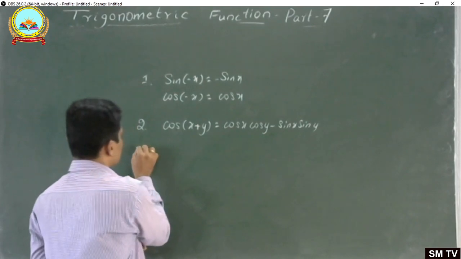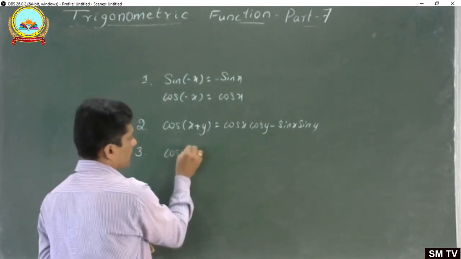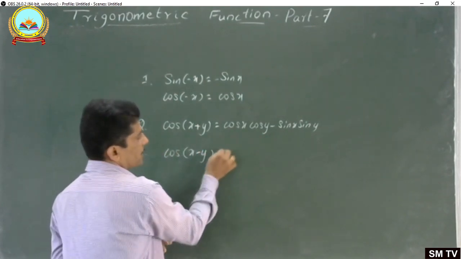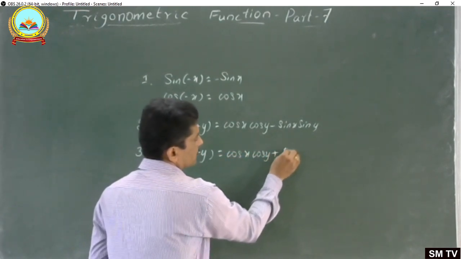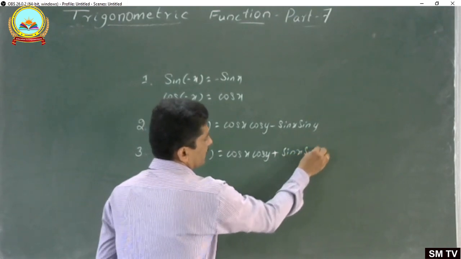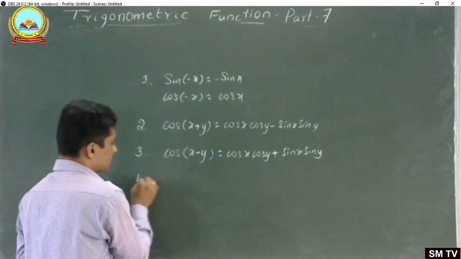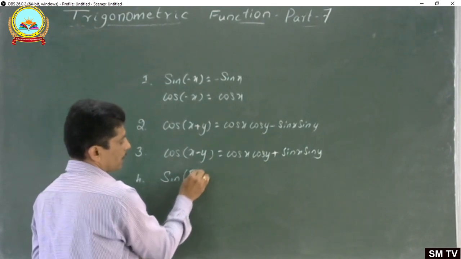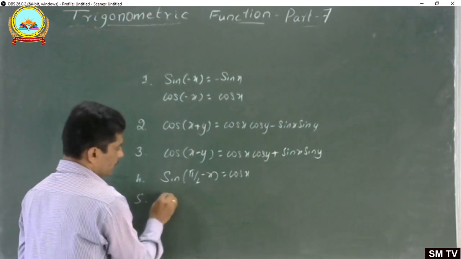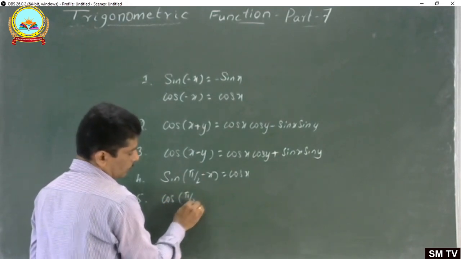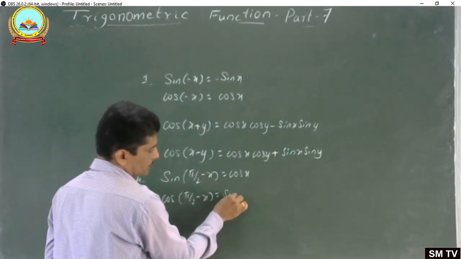And also you know the third result, cos of x minus y is equal to cos x into cos y plus sine x into sine y. And also you know the results sine of pi by 2 minus x is equal to cos x, and cos of pi by 2 minus x is equal to sine x.